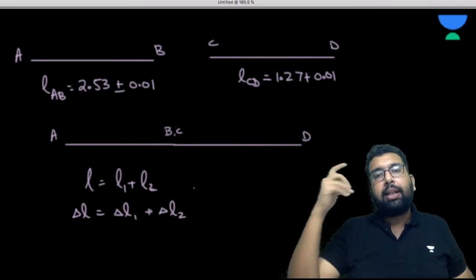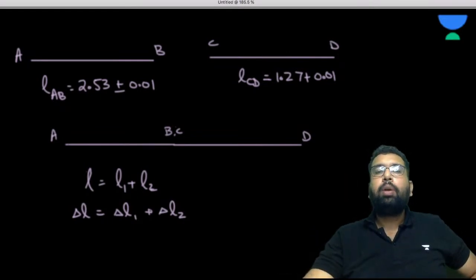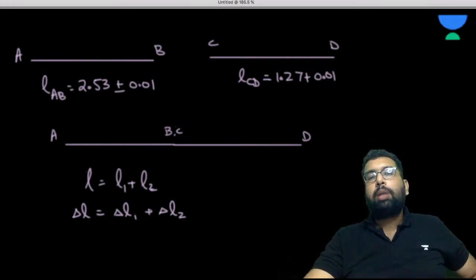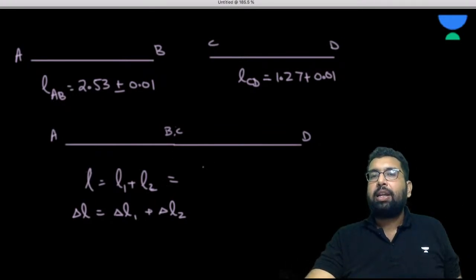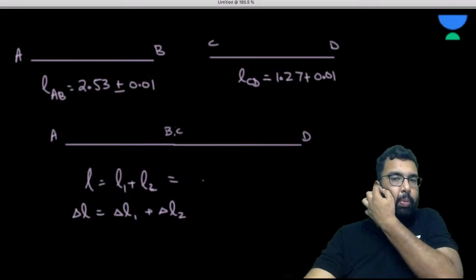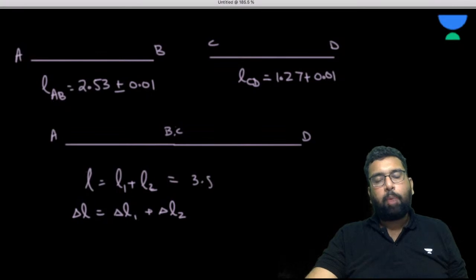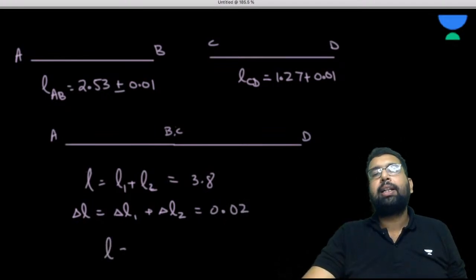So L is equal to L1 plus L2, and delta L becomes delta L1 plus delta L2. When we are doing the addition of two physical quantities, we simply do the same addition. So 2.53 plus 1.27 is going to become 3.80. And what is the error? It is 0.01 plus 0.01, that becomes 0.02 centimeters. So what is ultimately the L?